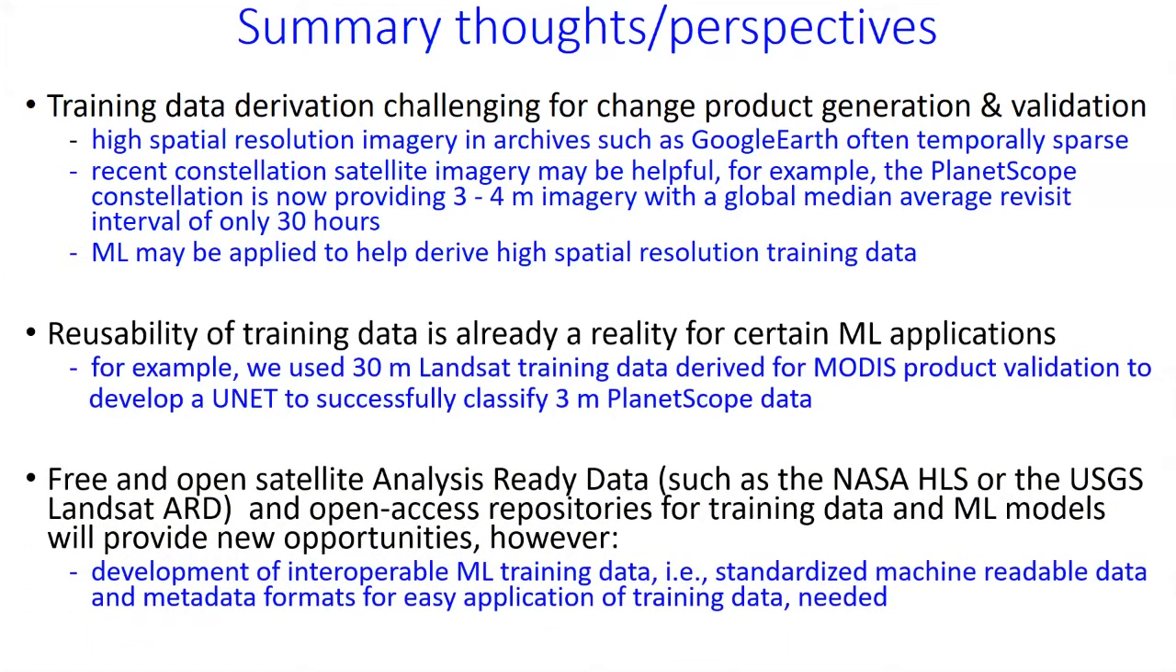And obviously, and I've been at other meetings today, but I'm sure it was discussed today, things like ARD, analysis ready data, so the NASA harmonized Landsat Sentinel dataset or the USGS Landsat ARD, and things like open access repositories like the Radiant Hub stuff that people are now working with. We're trying to collaborate with them, which provide repositories for training data and machine learning models. There are new opportunities, right? But clearly the community requires development of interoperable machine learning training data, so standardized machine readable data and metadata formats for easy application of training data are needed. And maybe STAC, which is a metadata kind of thing, is a good way of doing it. We think it probably is.